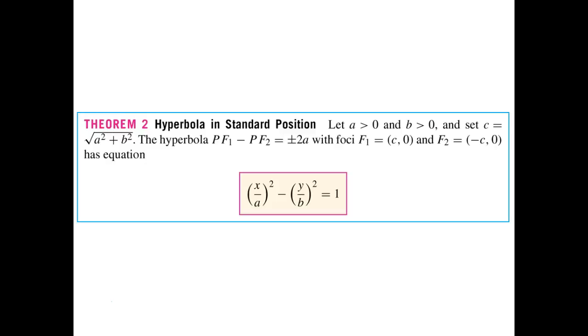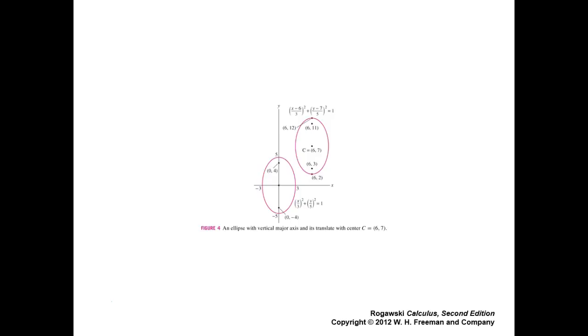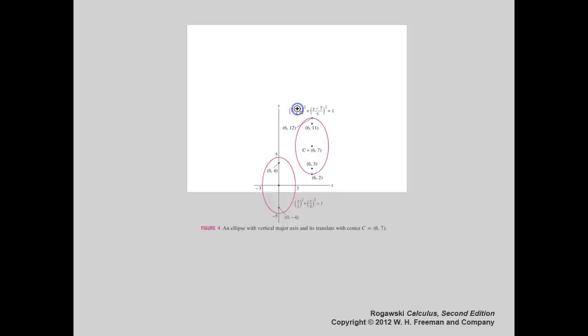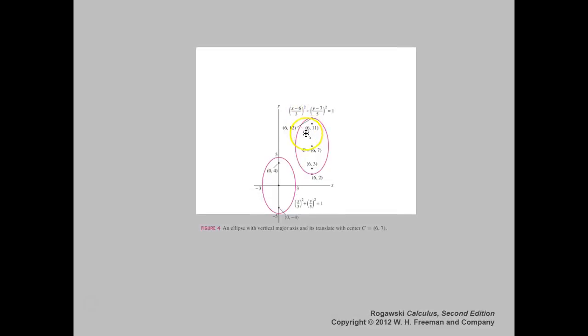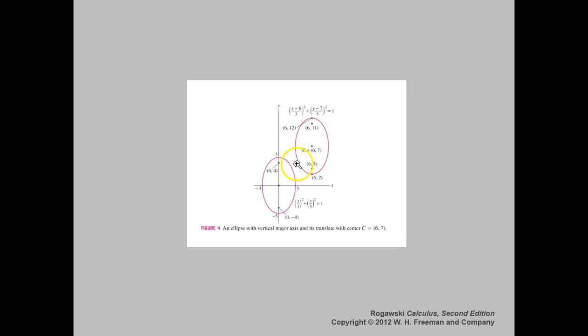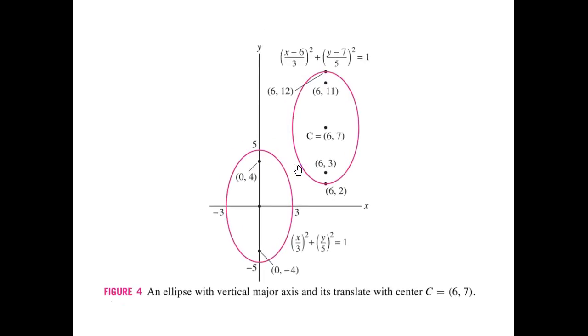Boy, this is sort of jumping all over the place here. Of course, I'm not carefully following the book. But it seems like we should have done this before we got into ellipses. We even mentioned hyperbolas. Now we're taking an ellipse and translating it.